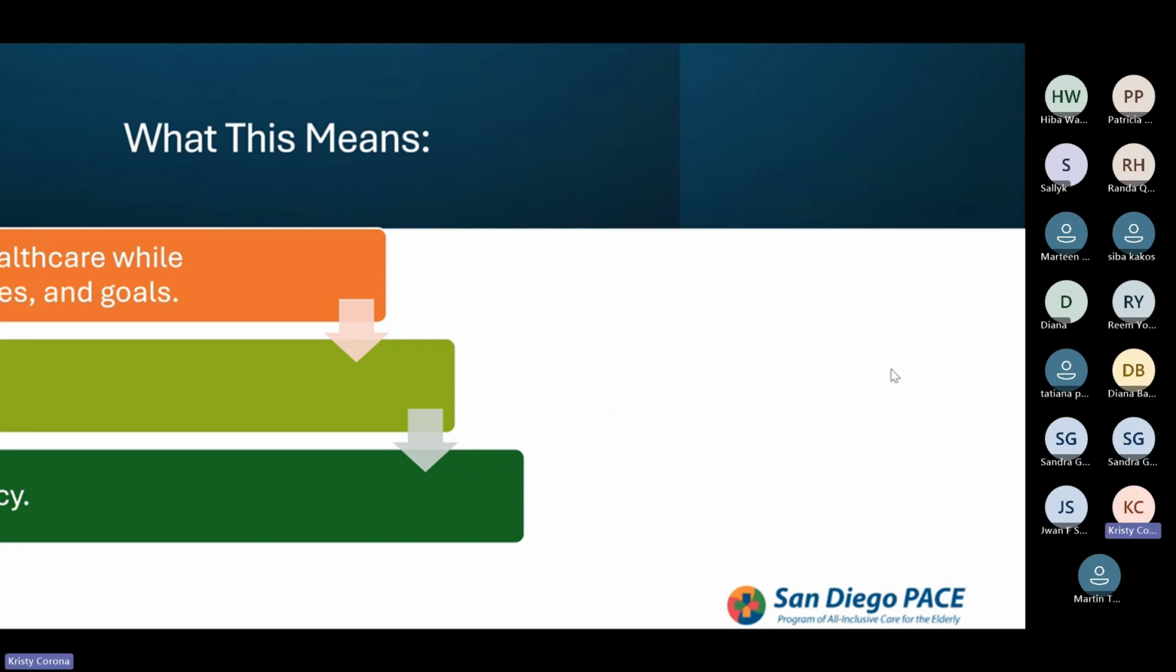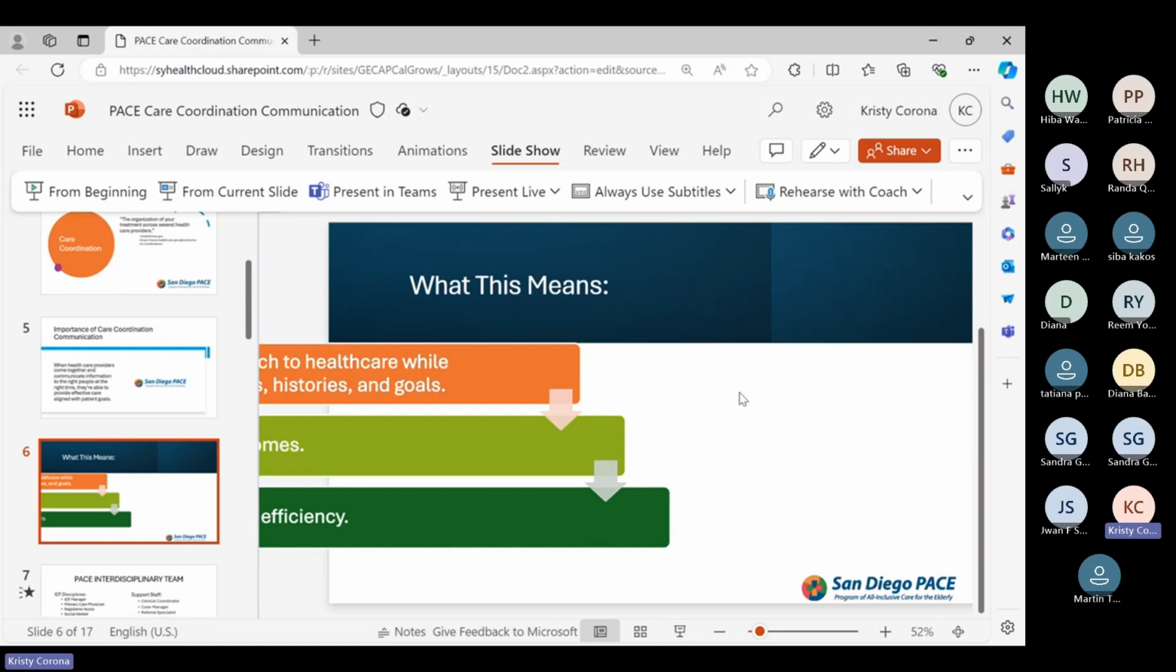What this means, let me exit out of here. For some reason, this slide doesn't work.